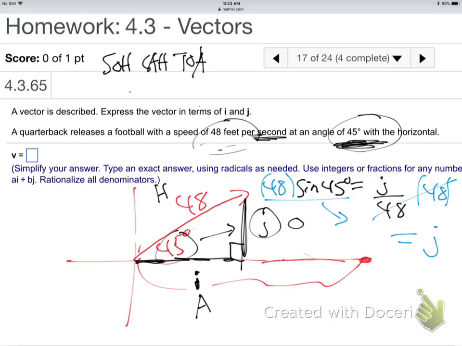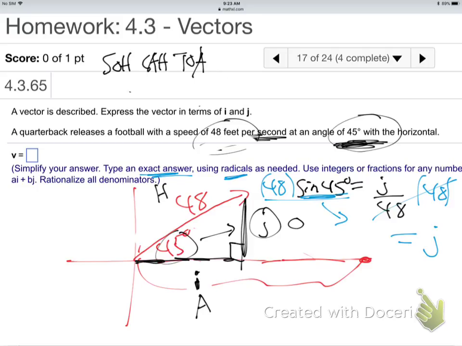What do they want? An exact answer? So they don't want me to just get a decimal. I was reaching for the calculator. They don't want a decimal on the calculator. They want radicals, square roots, and stuff like that. Exact answer, no rounded decimals that are just approximations. So how do we do that? What's the sine of 45 without using our calculator? Do you know that?